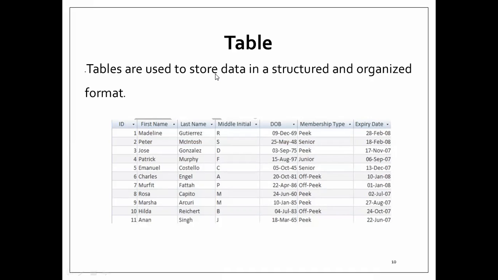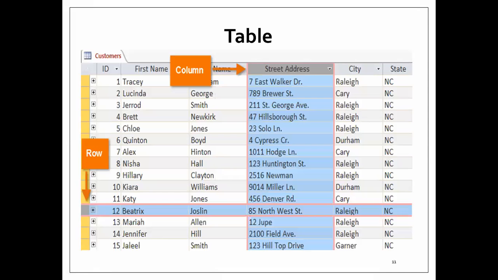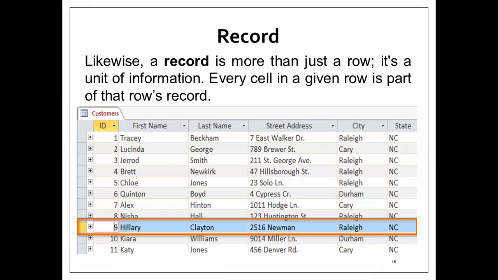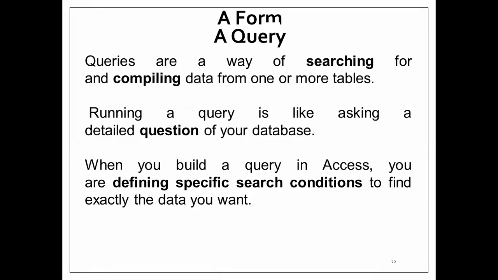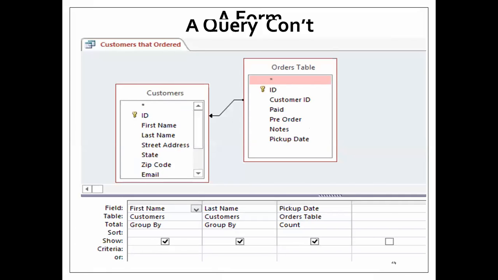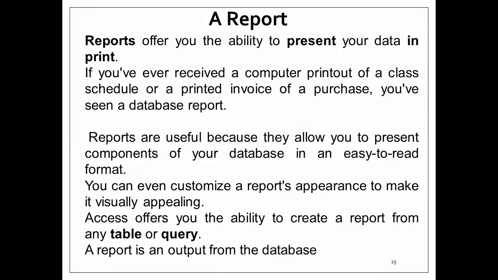So we need a query to display records in our database and also perform some form of calculation if we desire. The last object is a report, and a report is an output from your database. It shows a summary of the data that you have in your database. So the report is an output, and those are the 4 objects of our database.